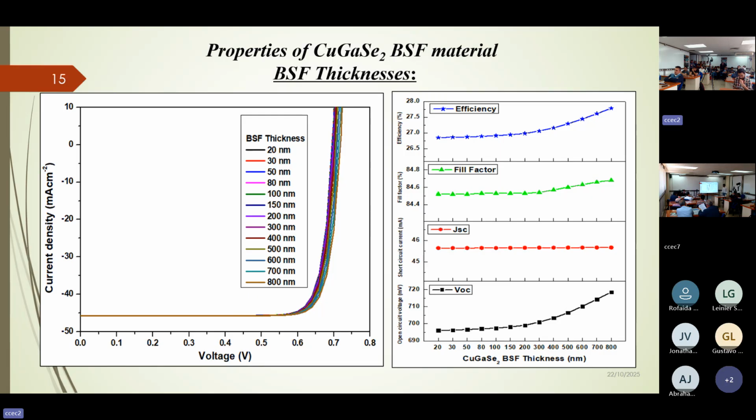Open circuit voltage is increasing after 150 nanometer, and after 500 nanometer, I think the change is very small. So we have kept the 500 nanometer as the optimized condition.